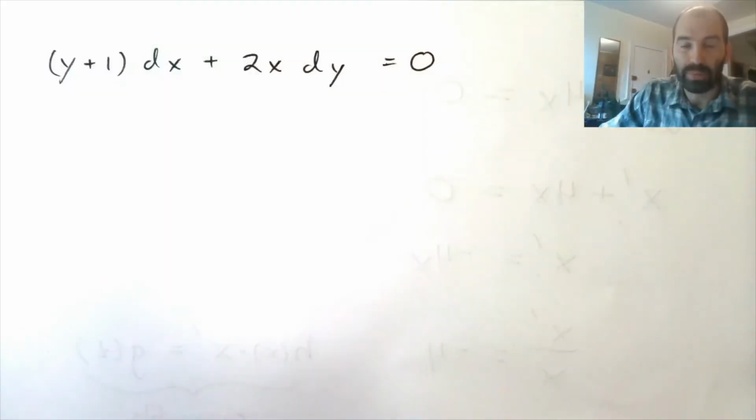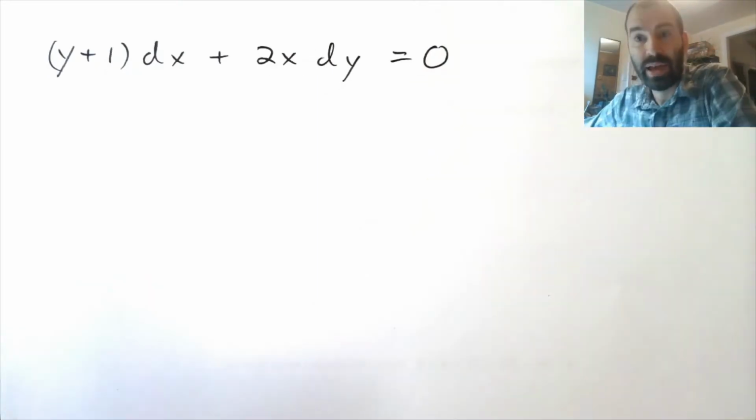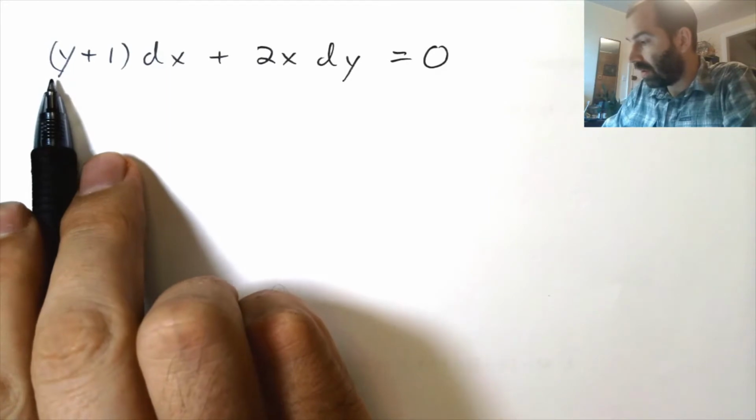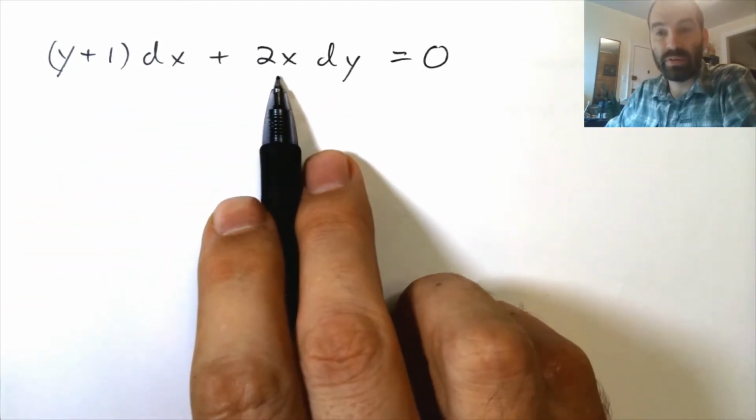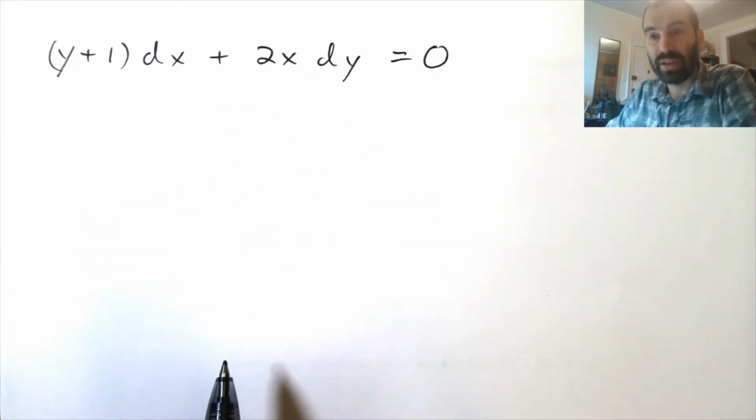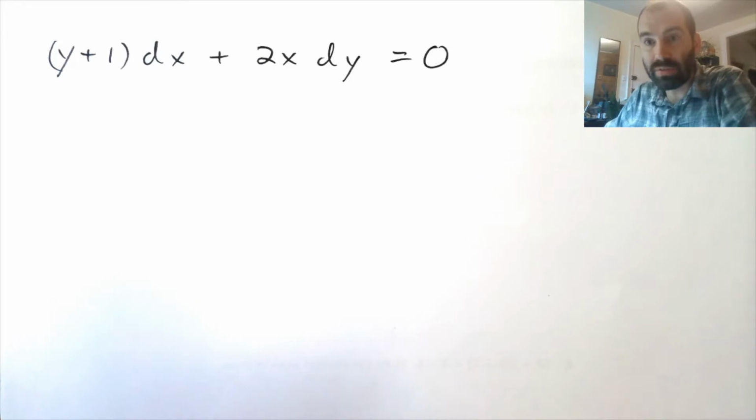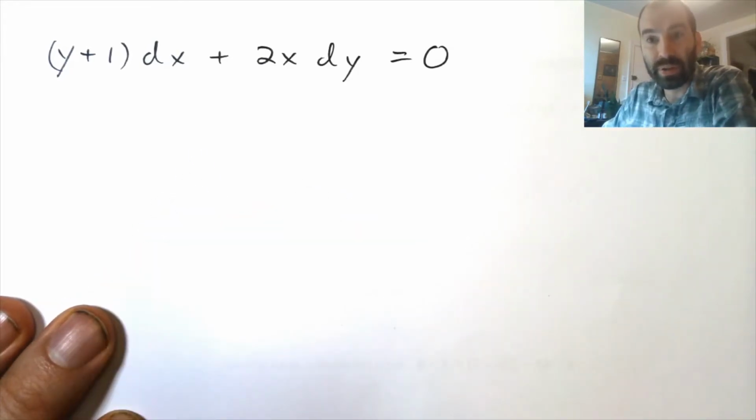Okay, so let's take a look at an example we actually had from the last video, and we showed that this was not exact. We did that by looking at the y derivative of this term, which is 1, and the x derivative of this term, which is 2. Since those aren't equal, the differential equation is not exact. So we didn't solve this. We just said it's not exact, there's nothing more we can do. Turns out there is something else we can do, and we're going to explore that in this video.